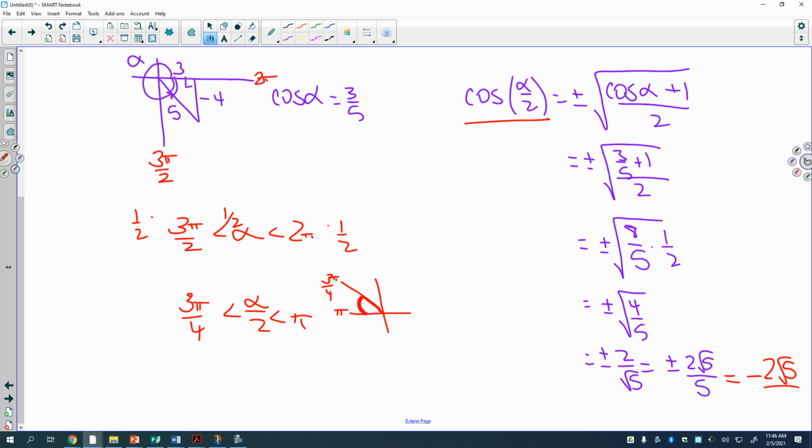So I have to go through, figure out which quadrant alpha over 2 is in, and use that to help me determine whether it's positive or negative. It shouldn't be both; it's either positive or negative. You do that by using this to figure out which quadrant it's in.